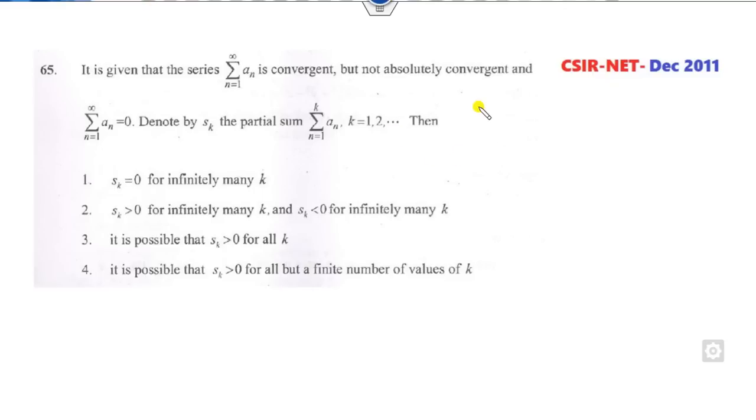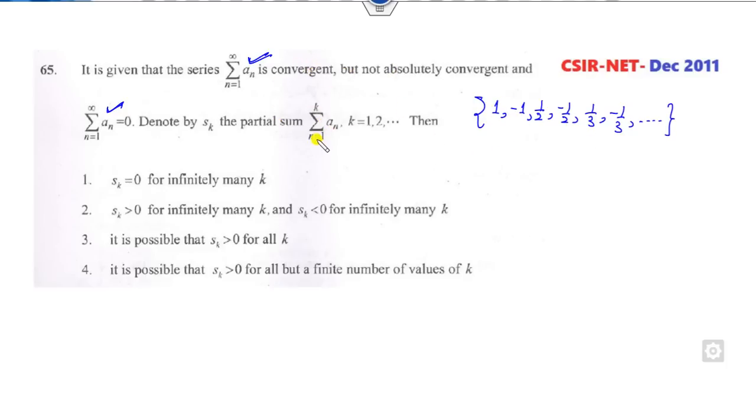That's very simple. I can simply consider this example: 1, minus 1, half, minus half, 1 by 3, minus 1 by 3, and so on. Clearly this condition is satisfied. This is a convergent sequence, but easily seen, the absolute value is not convergent. So all these properties are satisfied.